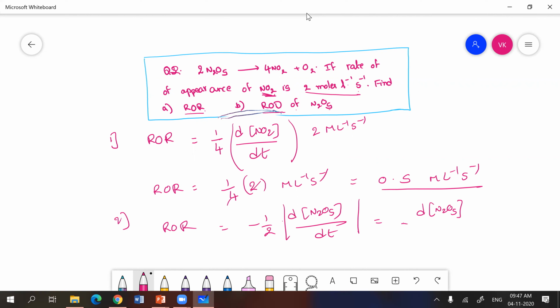And substitute our value, 0.5 is equal to minus 1 over 2, as it is. Now you can write that is equal to, write the value.